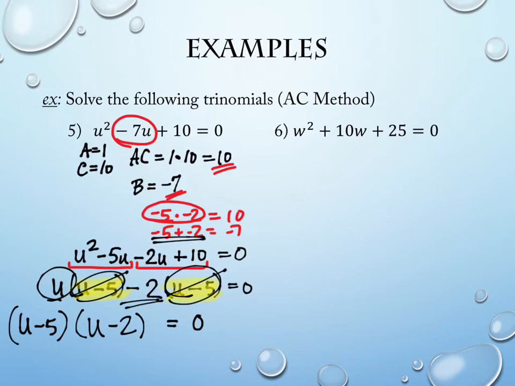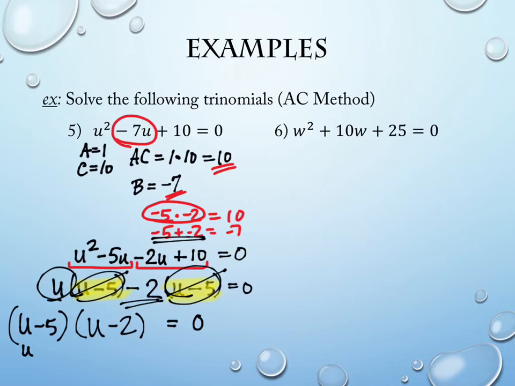Because remember, pulling things out is equivalent to dividing. I'm moving them to the front. I'm dividing by them. All I have left with the first one is u. All I have left with the second one is negative 2. And now I have it in factored form, and I'm able to complete the process like we did before.